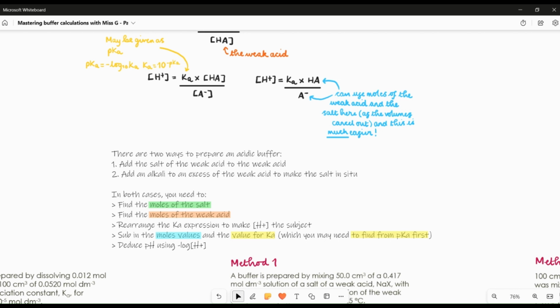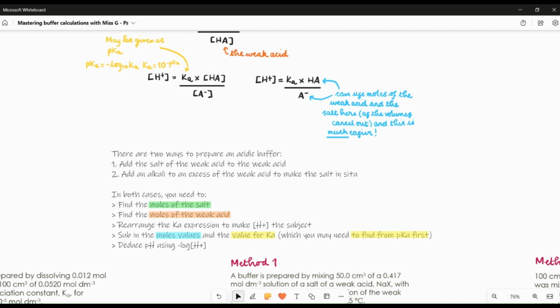And I'm going to show you two questions that use that particular method to prepare an acidic buffer, and we'll go through working out the moles of each, rearranging the Ka expression, subbing the numbers in, and getting a value for the pH there. And that is by far and away the easiest of the two methods.